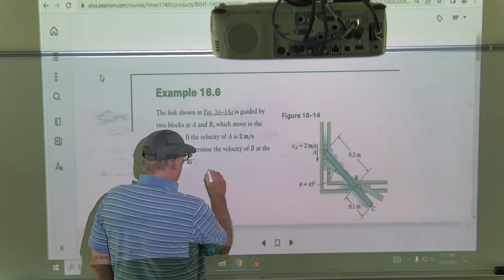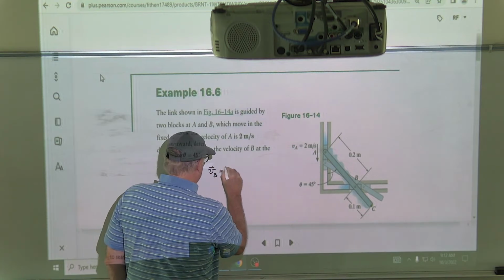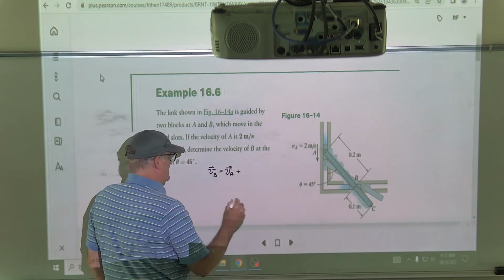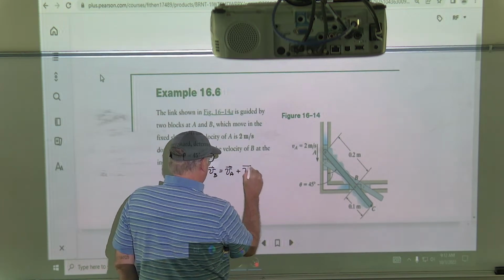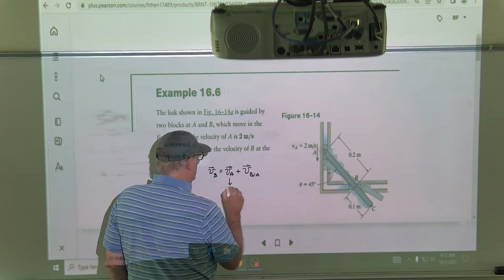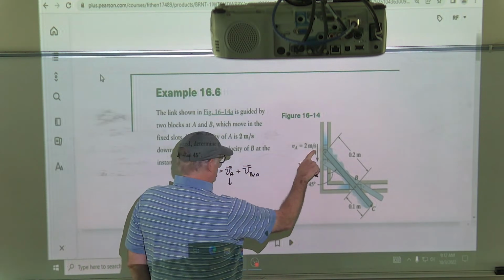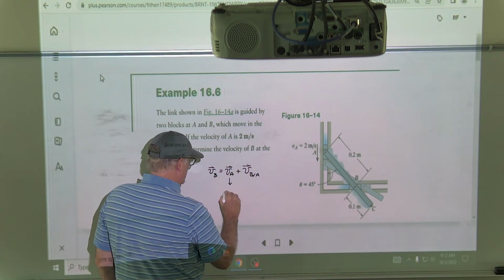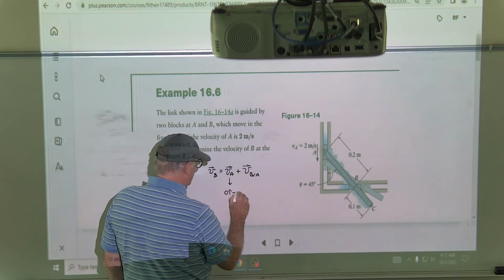Okay. So velocity of B is equal to velocity of A plus velocity of B relative to A. And so now these are vector equations. So I need to take off the 2. It becomes, I'm going to go ahead and put in the 0 just because.